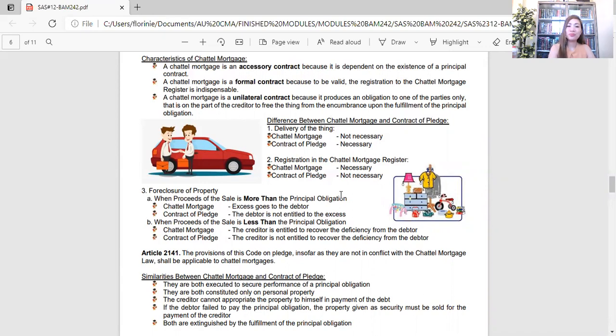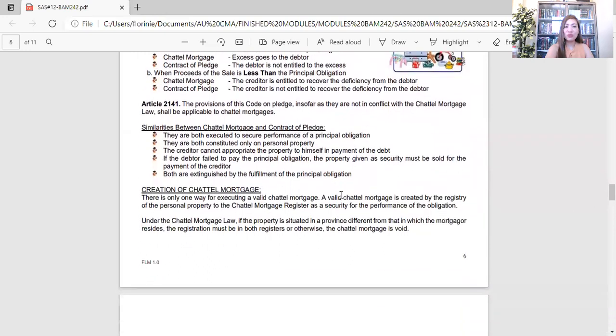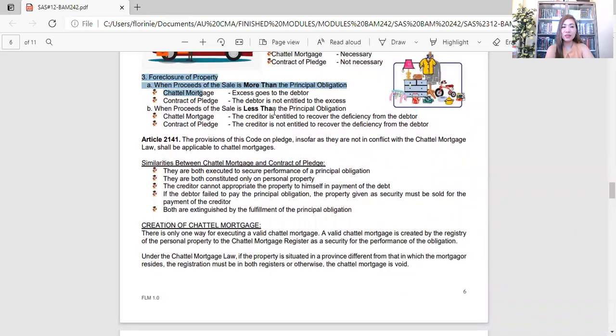Okay, so, na-discuss ko naman yung difference between chattel mortgage and contract of pledge. Usapan natin yung foreclosure of property. Ito tayo ha. Baka naliligaw kayo. Foreclosure. When the proceeds of the sale is more than the principal obligation. Kasi di ba pag sinabi natin foreclosure, this is actually a remedy available to the mortgagee. Di ba? Available yan sa pinagsanglaan. Ngayon, ano bang ginagawa sa foreclosure? Di ba? Ibinibenta yan. Ideally sa public auction.